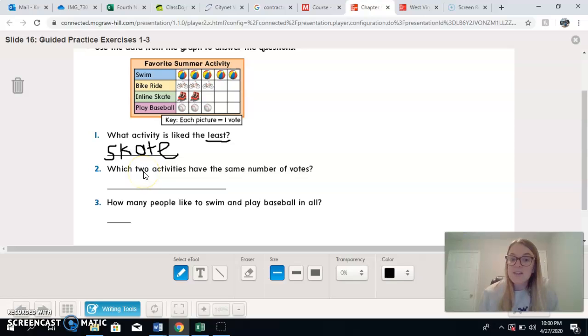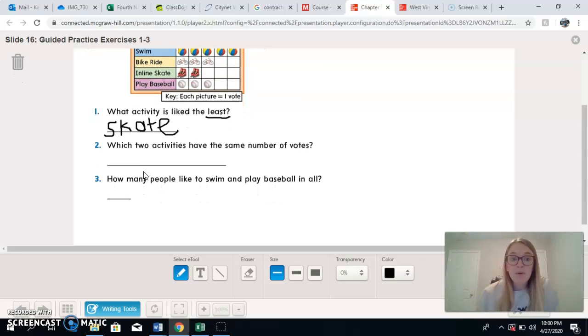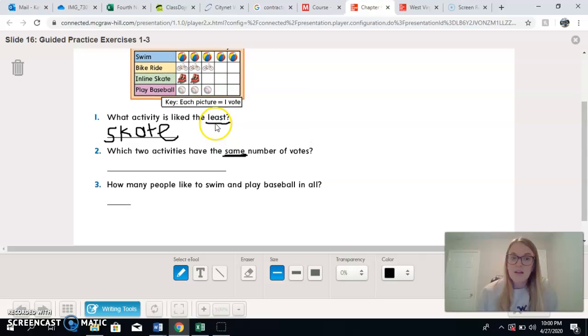So, which two activities have the same number of votes? That is bike ride and play baseball. For number 2, I want you guys to go ahead and write that. I'm not going to be writing it on my screen because it takes me a little bit longer. And again, remember those key words too. Which two activities have the same? I'm finding those important words. And bike ride and play baseball had the same.